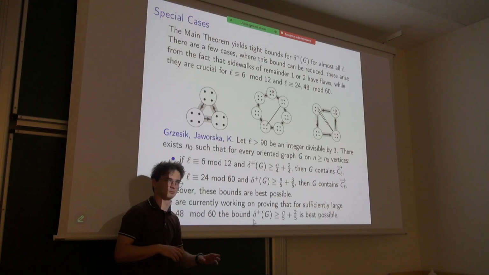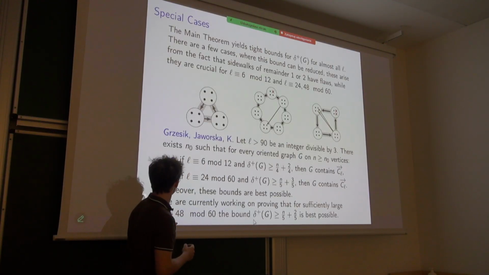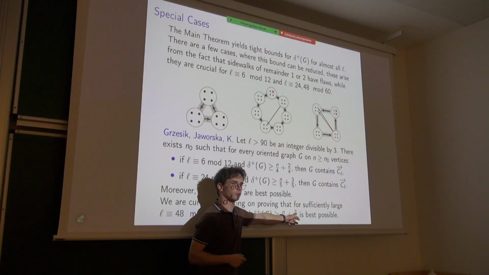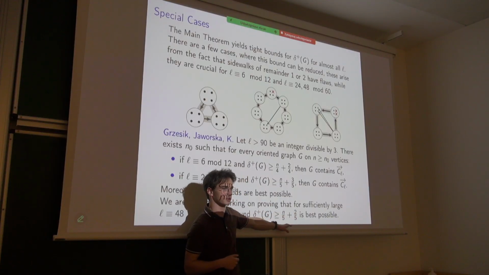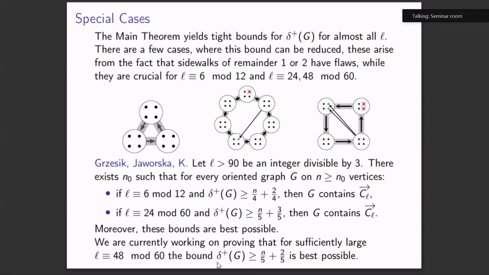Yes, I had to check that 48 modulo 5 is 3. So if L is equivalent to 48 modulo 60, then the bound 2/5 lower than what we expected is the best possible. And yes, I'm pretty sure we can prove that. We have to combine a lot of things, and we are working on it currently.